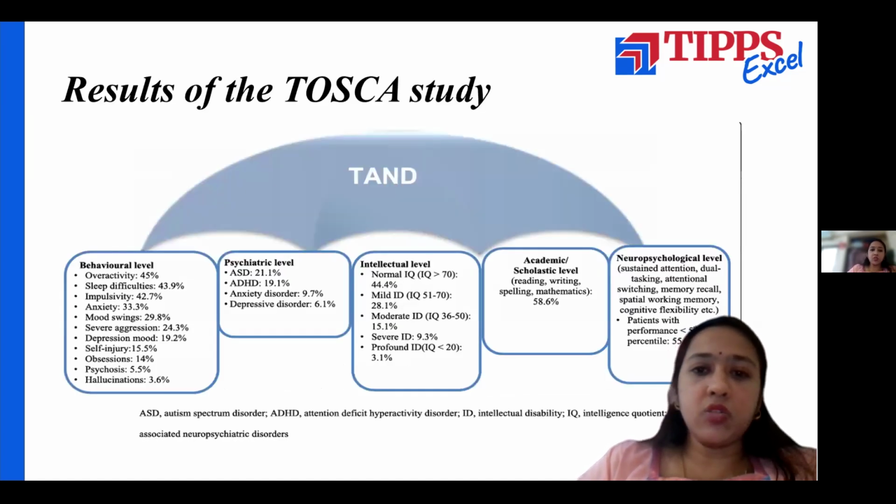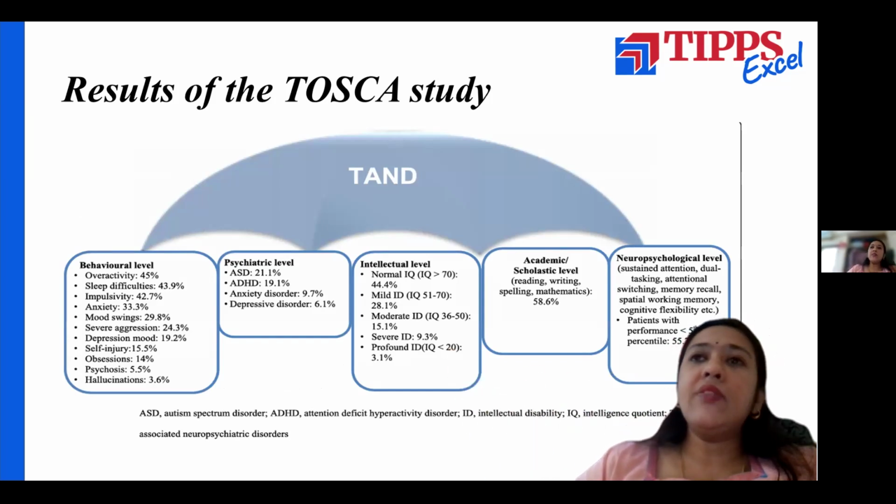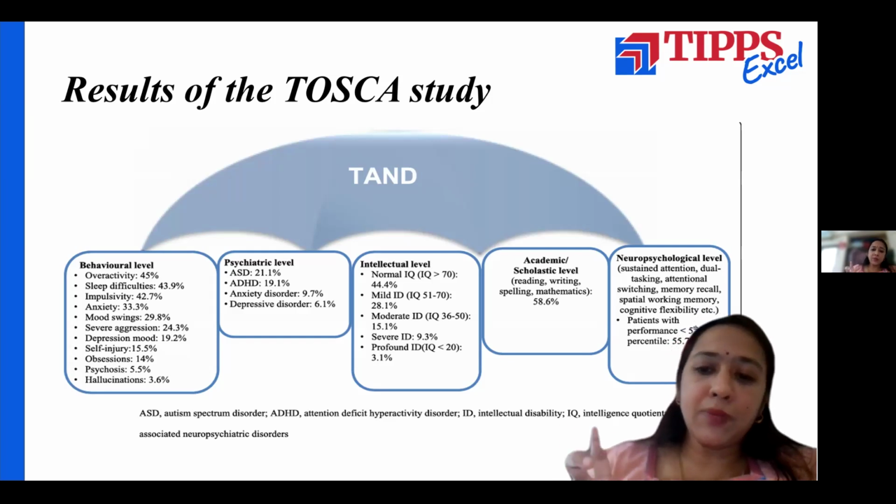So, what are the findings of this TOSCA study? They have categorized the TAND under five different headings. They have reported that on the behavioral level in children, as I already mentioned, hyperactivity, sleep disturbances, and impulsivity are very common. Whereas when the child evolves into adolescence or adulthood, these features reduce a lot. And we already know that the natural course of ADHD in a typical ADHD child also, initially there is more hyperactivity, then as the brain matures, the hyperactivity comes down and it is only inattention. So the same concept applies here also.